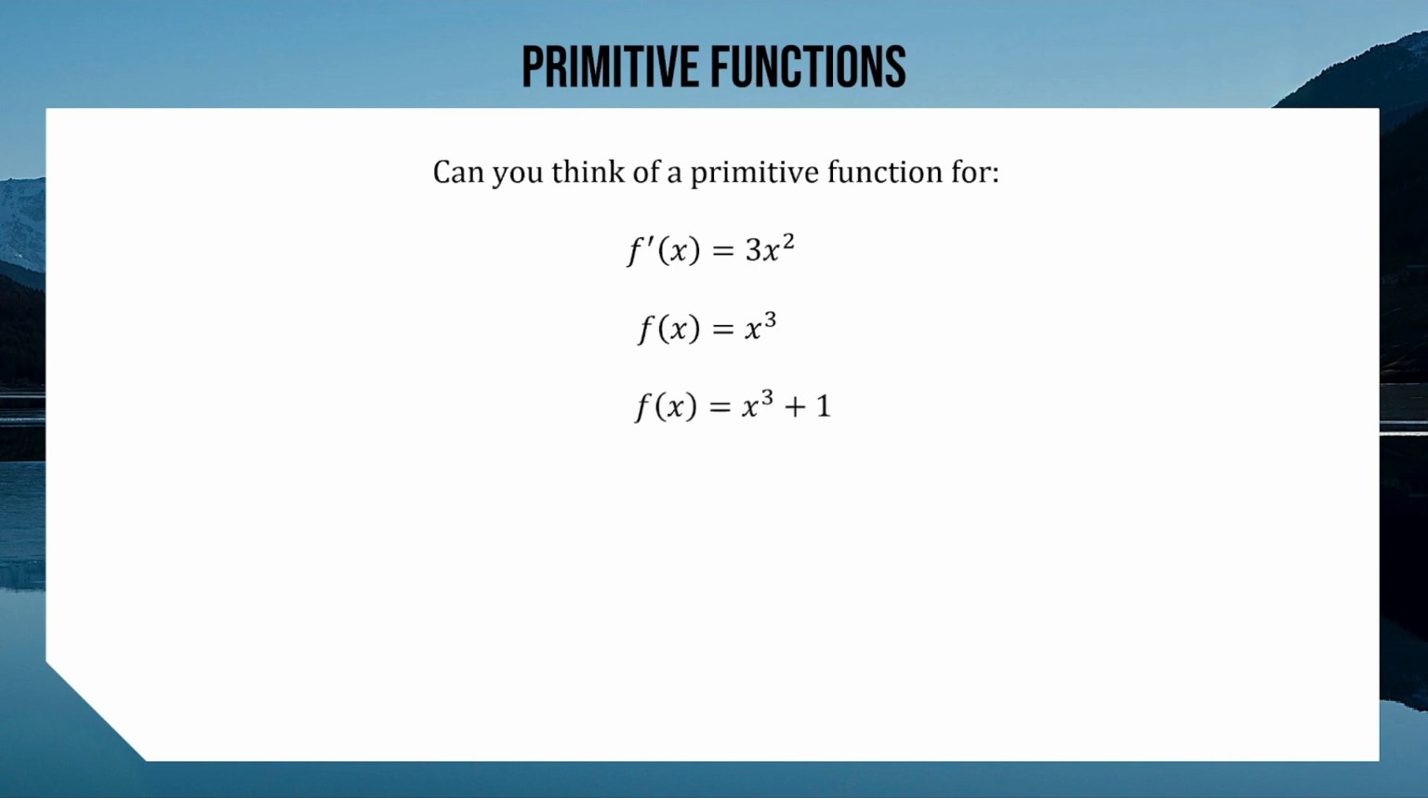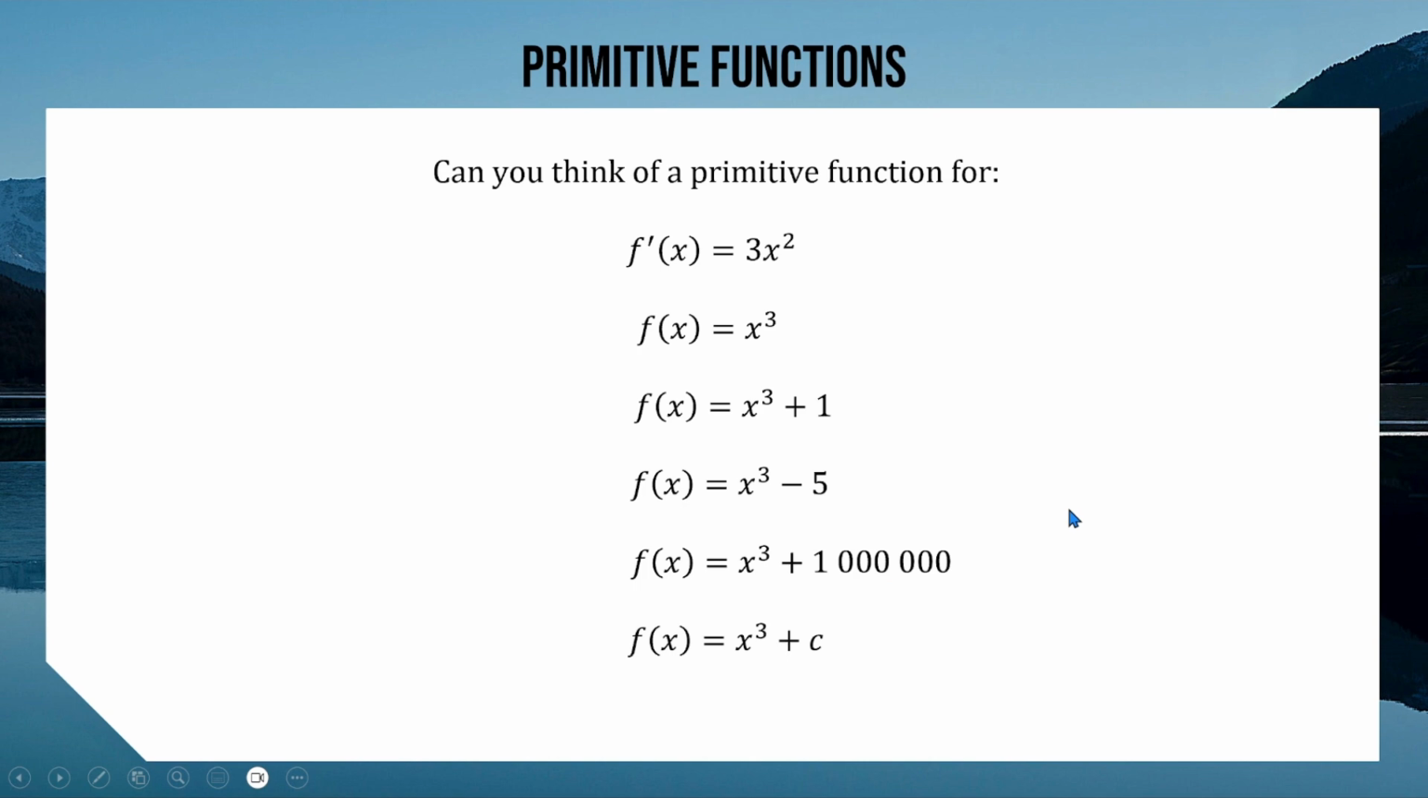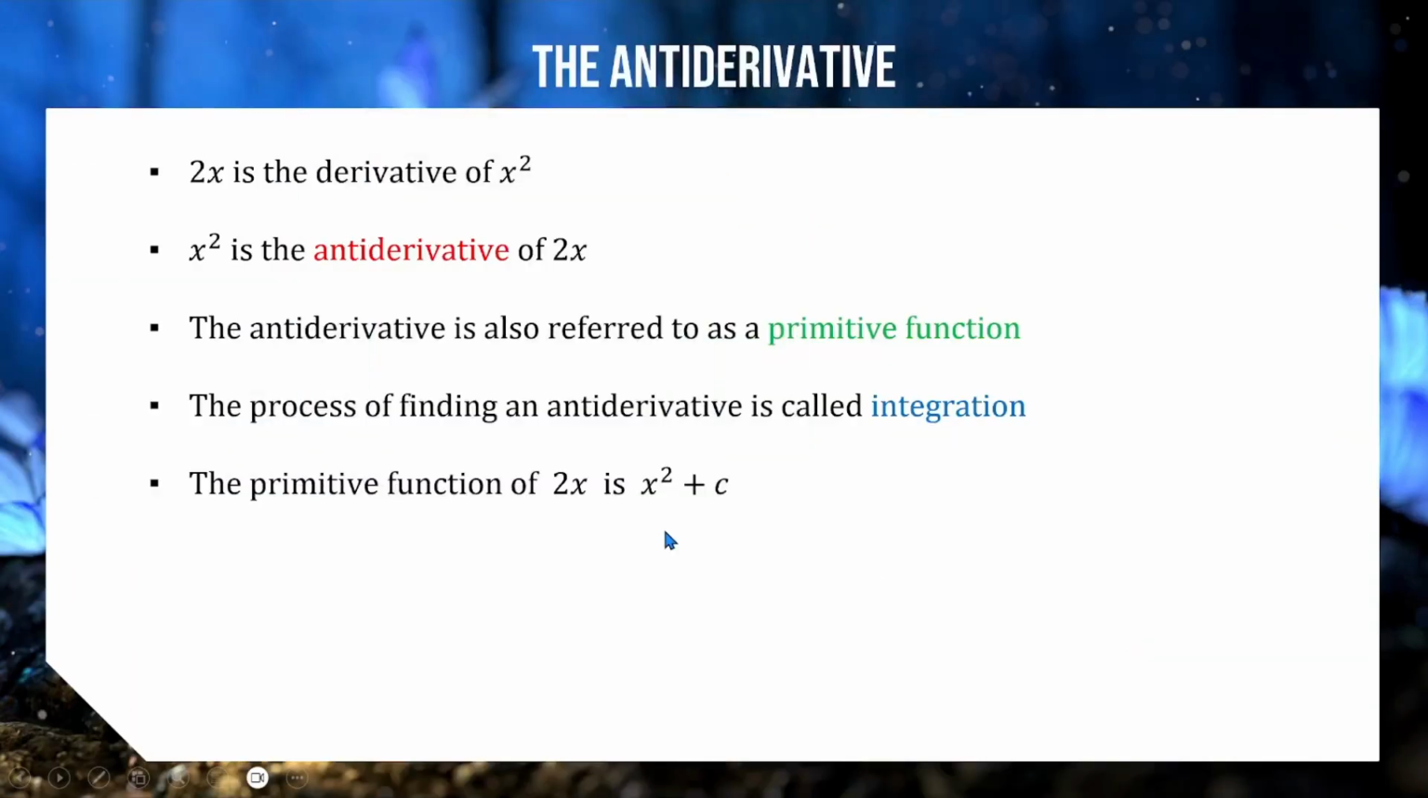However, x cubed plus 1, when you differentiate that, you also get 3x squared because the 1 will just vanish away. Likewise, x cubed minus 5 will also differentiate to 3x squared, and so will x cubed plus a million. So when we're finding an antiderivative or a primitive function, there could be a constant on the end that's plussing or minusing, and we don't know. So we account for that by writing our primitive function as x cubed plus c. It could be 0, it could be a million. We don't know, but we need to have that constant there. So the primitive function of 2x is x squared plus c.